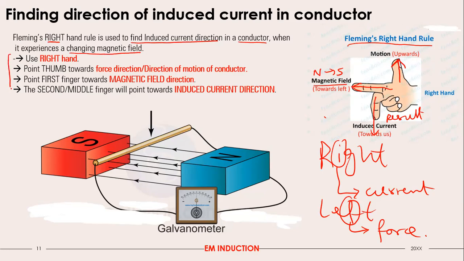And here is the method of how you're going to use it. You have to use your right hand. You have to point your thumb. This is the first point. You have to point your thumb towards the force direction or direction of motion of the conductor. You can apply this while watching the video on the diagram, which is drawn here. You can see that the direction of force is downward. So take your right hand, FBI, and point your thumb downwards. Okay, thumbs down.